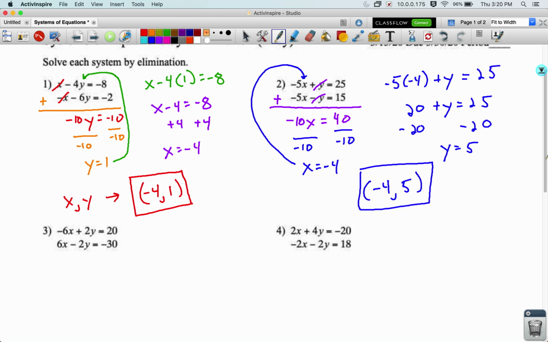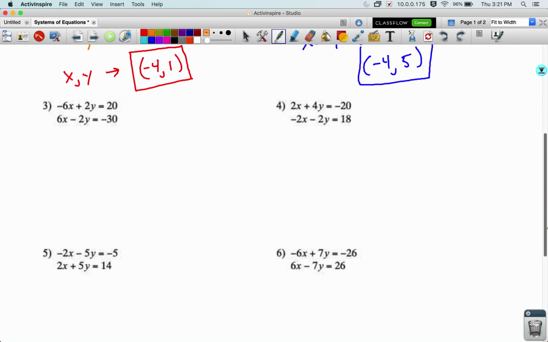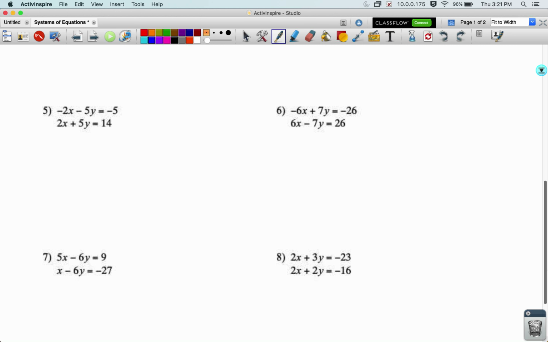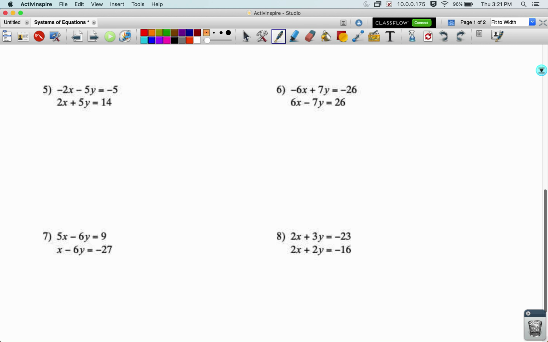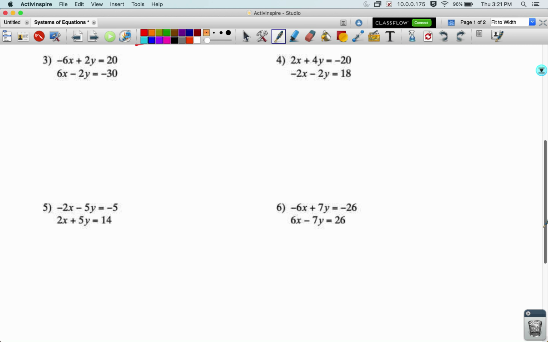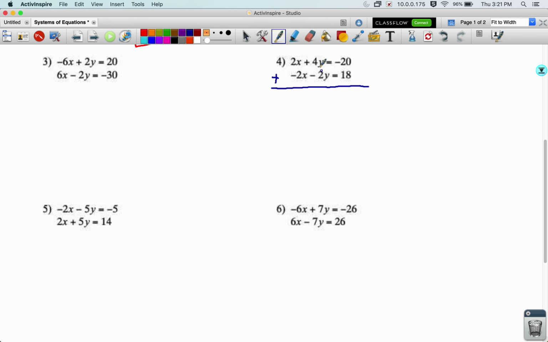Okay, I see I've got a zero pair in 3 and 4, so this technique should work there. Same with 5 and 6. But actually, I want to do problem number 4 just to show what can happen sometimes when we're solving these. So I'm adding these both together because I see that I have a zero pair.